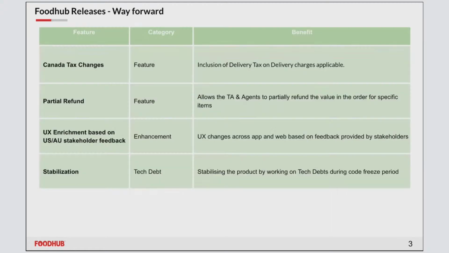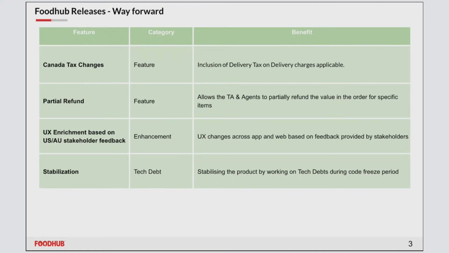As a way forward, we have a few features lined up. We have Canada tax changes, which includes adding delivery tax on the delivery charge, which is applicable. In the Canada market, we are partnering with Simply Delivery, and we will be calculating the delivery tax for the delivery charge defined by Simply Delivery. And both delivery tax and delivery charge, along with the driver tip, will be sent to the third-party delivery partner.